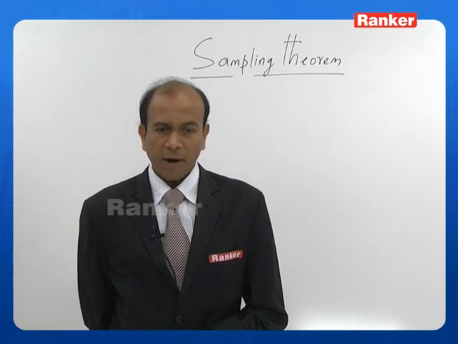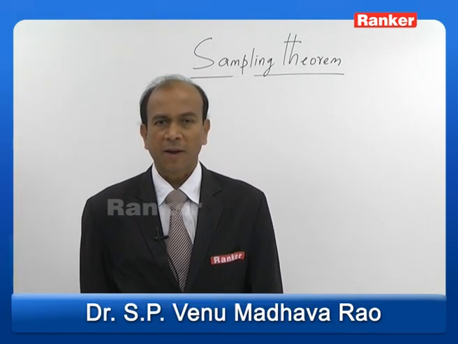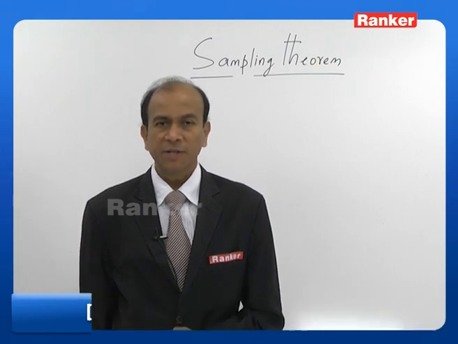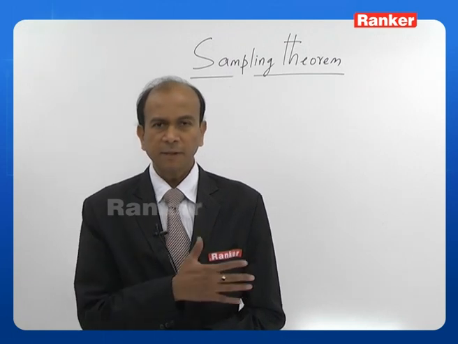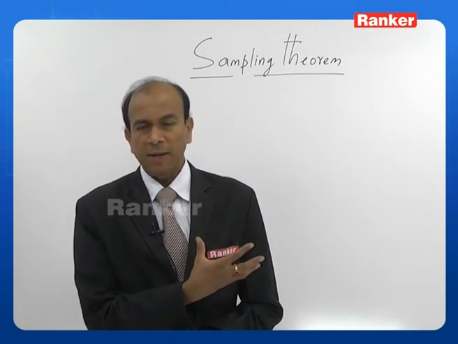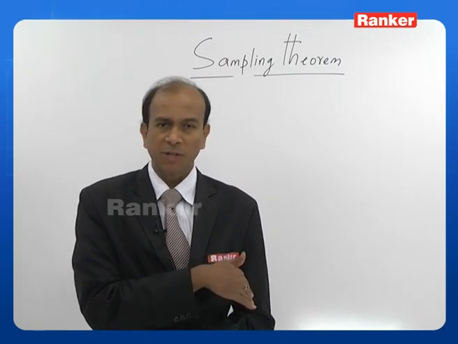Now, let us see under what conditions it is difficult to retrieve the original signal back from the sampled signals. What are the conditions under which it is impossible to retrieve the signal back? The whole idea is to take a continuous time signal, sample it, get a discrete time signal, convert it into some other digital form, and then back to analog form or back to the original signal.